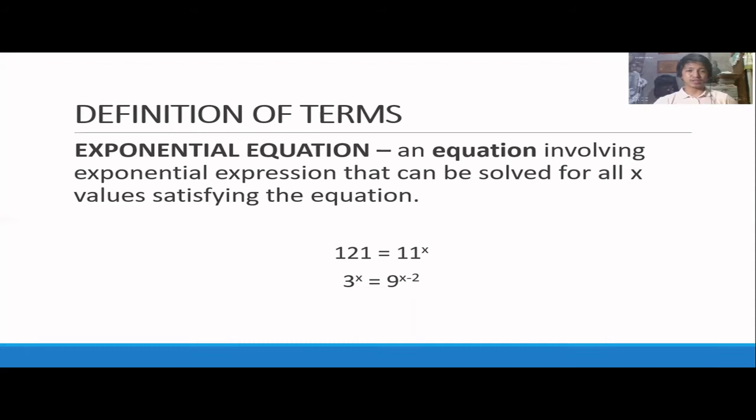So exponential equation: an equation involving exponential expression that can be solved for all x values satisfying the equation. So we have an example here. 121 is equal to 11 raised to x. And then we have 3 raised to x is equal to 9 raised to x minus 2.